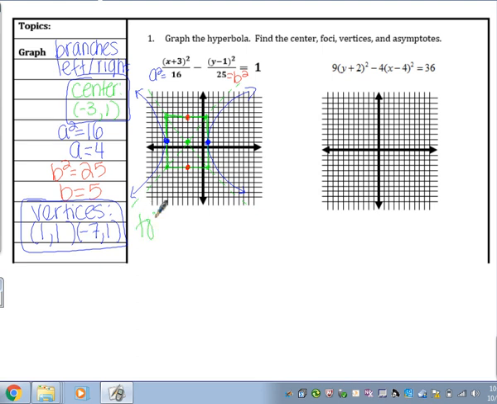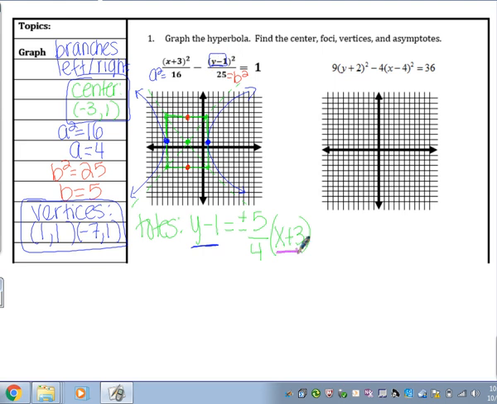My asymptotes are going to be y minus k, so y minus 1 equals plus or minus. Now, x is first. Do I put b over a or a over b? B over a, x box. So I'm going to put plus or minus 5 over 4, parentheses, x plus 3. This matches what is inside here.